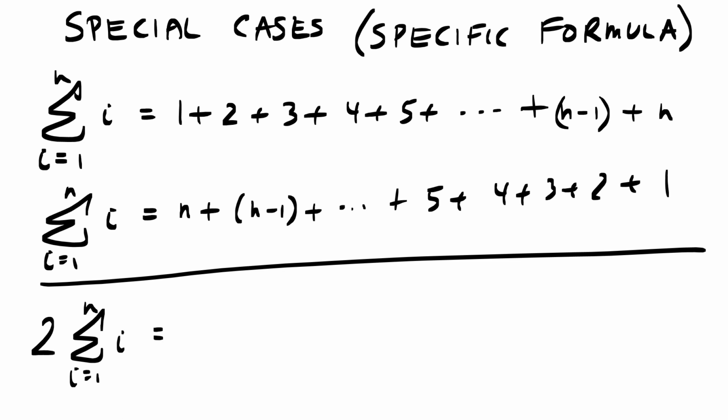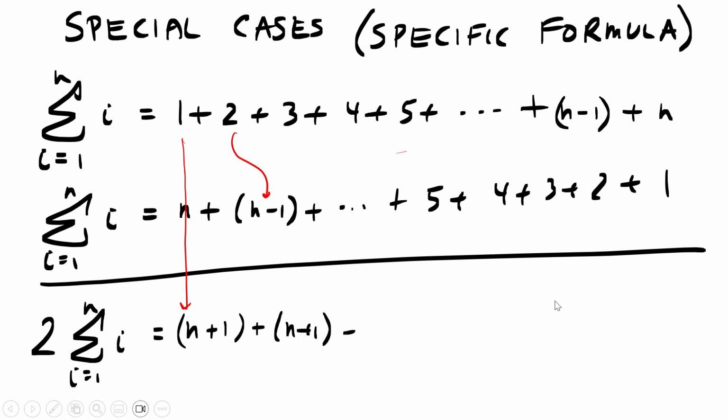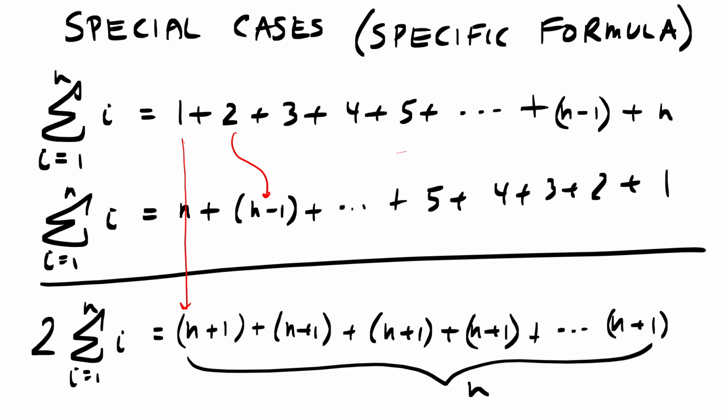Yeah, I have 2 of these formulas, right? And notice what happens here is I add down. So 1 plus n, that should just be n plus 1. Are we good there? What is 2 plus n minus 1? Another n plus 1. Perfect. And I'm going to have the same thing here. I'm going to keep on going. And how many of these do I have? n of these guys.